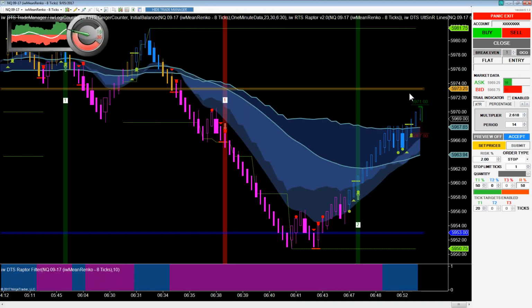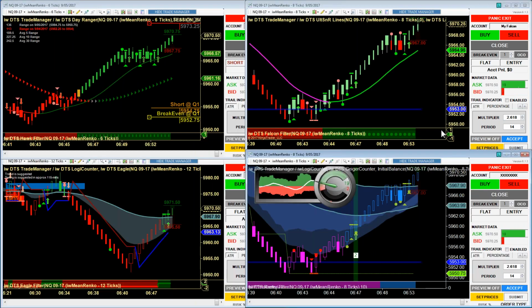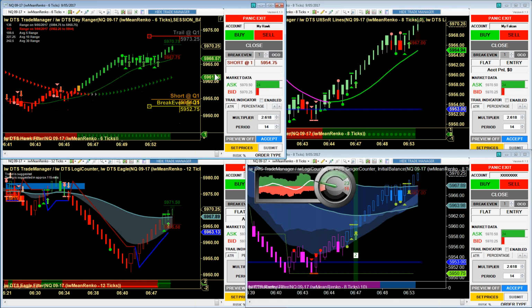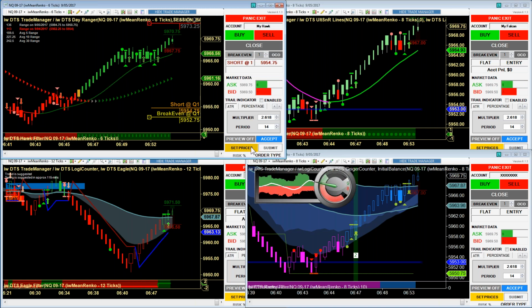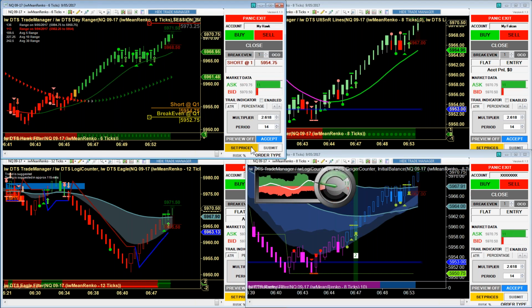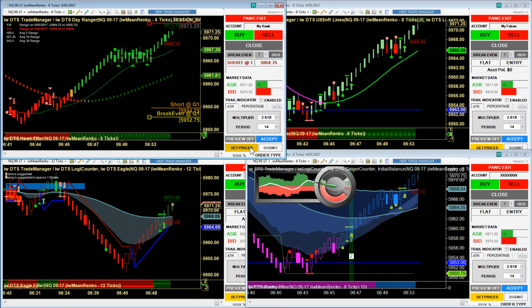Let's take a look here. So the median line, 59.73 quarter. No, they're going to push right on through that. That's where my stops are at. The sellers never really showed up through here to give me another chance.